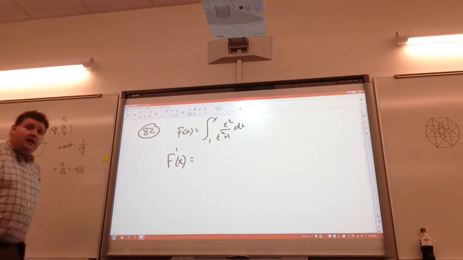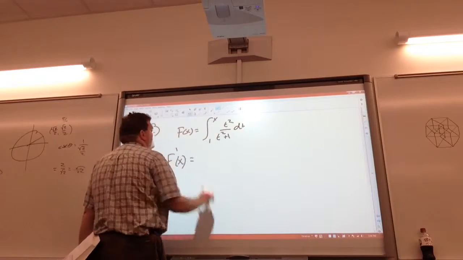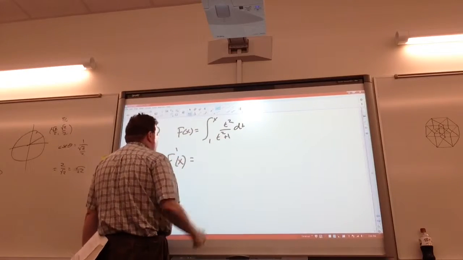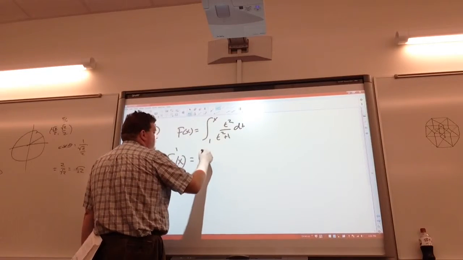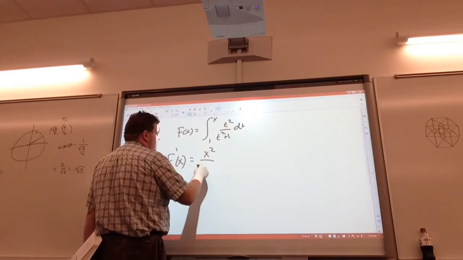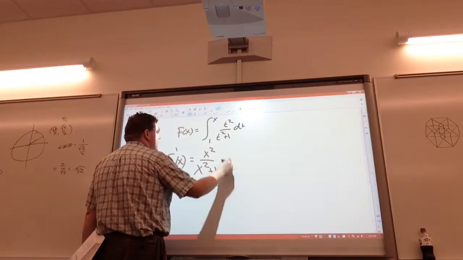The theorem just says, okay, we're going from a constant to x, so this thing should just be equal to f of x, and f of x in this case would be x squared over x squared plus 1, and that would be it.